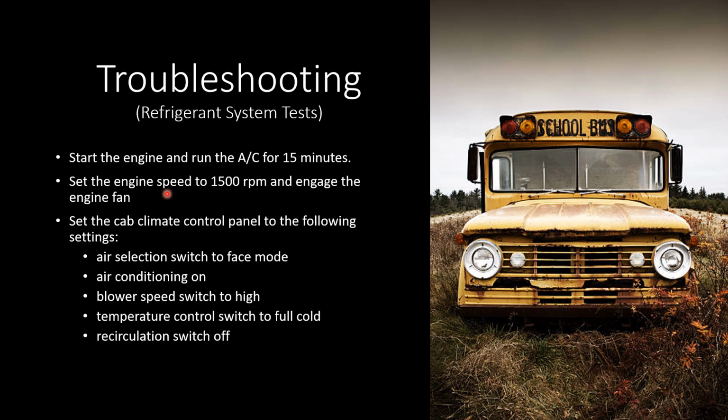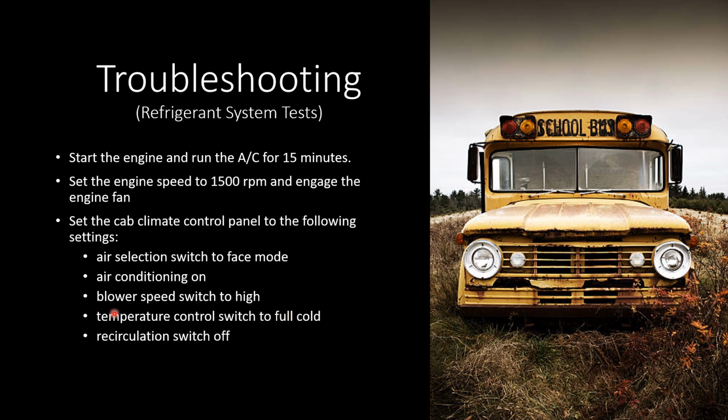Then we're going to set the climate control panel to these settings right here. We're going to make sure that the air is in the face mode, so where your thermometer is at, you can take that reading. You also want to make sure that the air conditioning's on. A lot of the times it's going to be a little snowflake that you push to make sure the air conditioning's on. And then you're going to make sure that the blower speed is on high and that the temperature is on full cold, so as cold as you can get it, right?